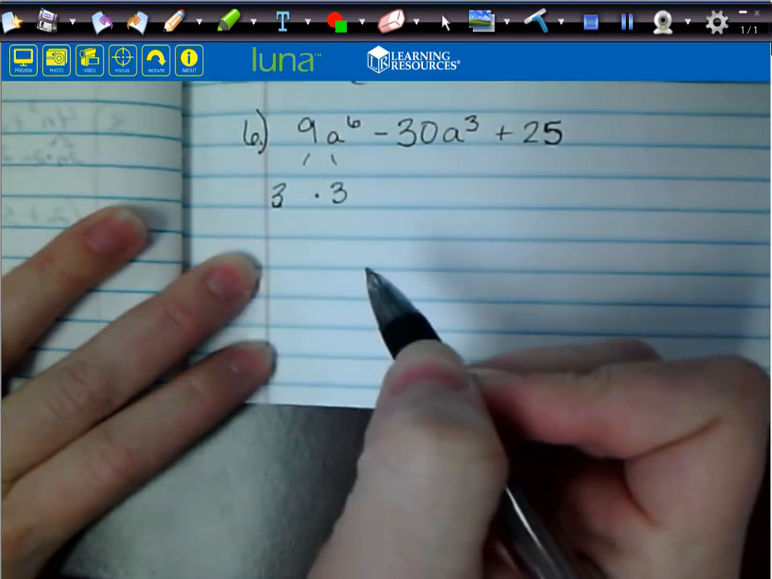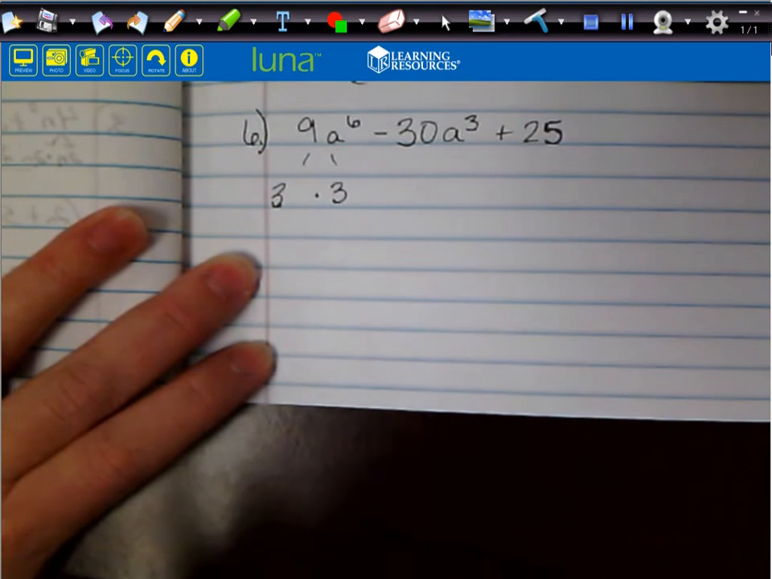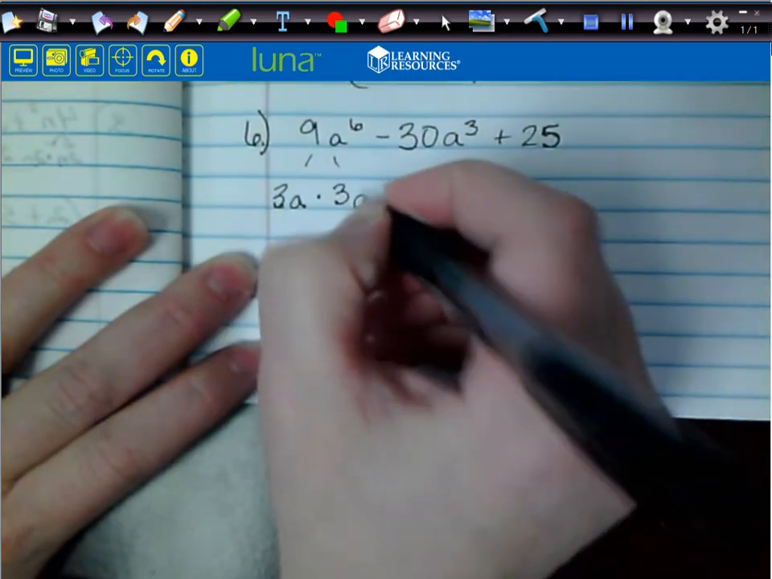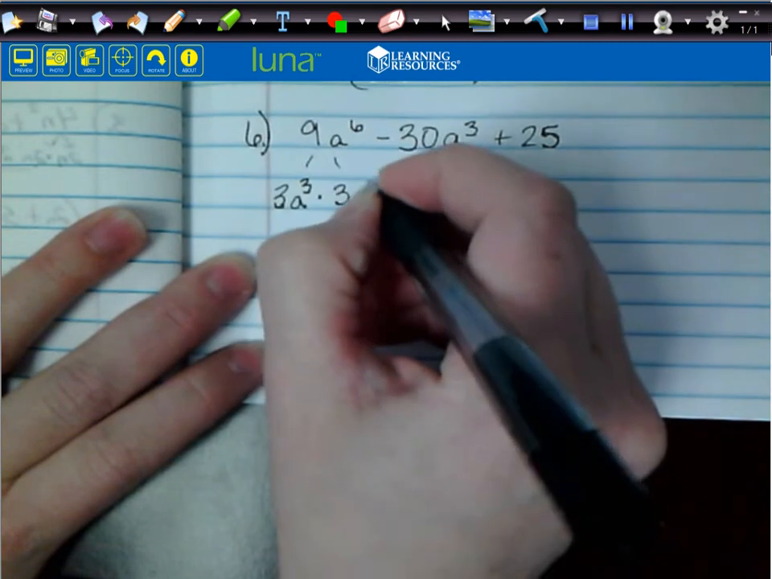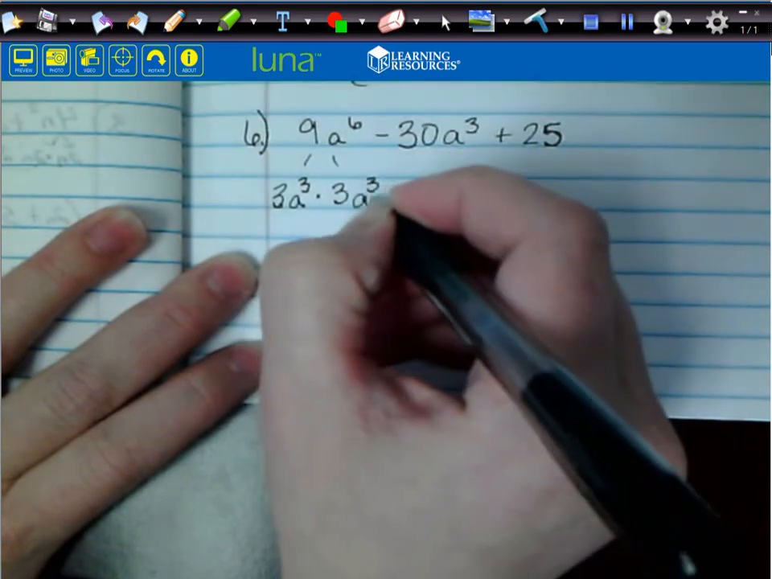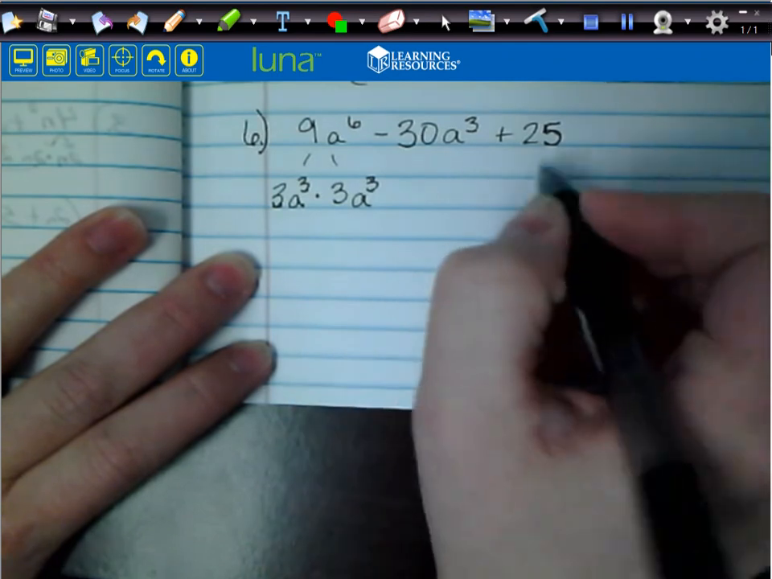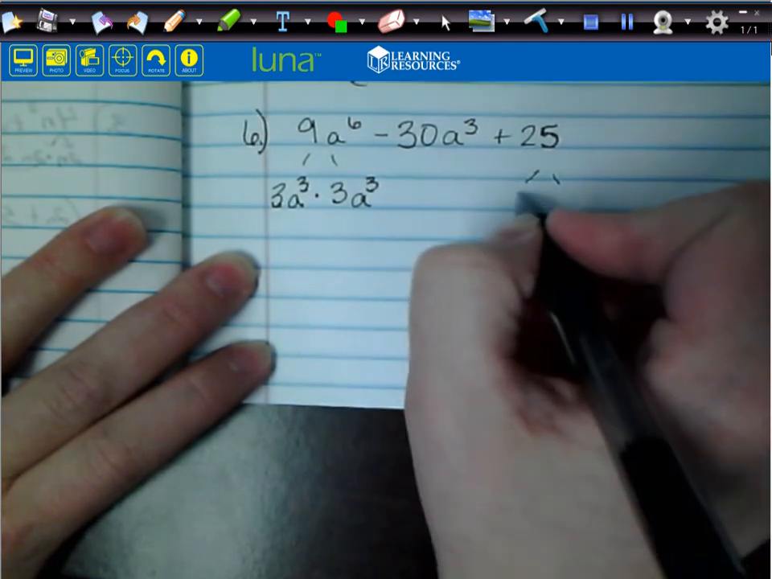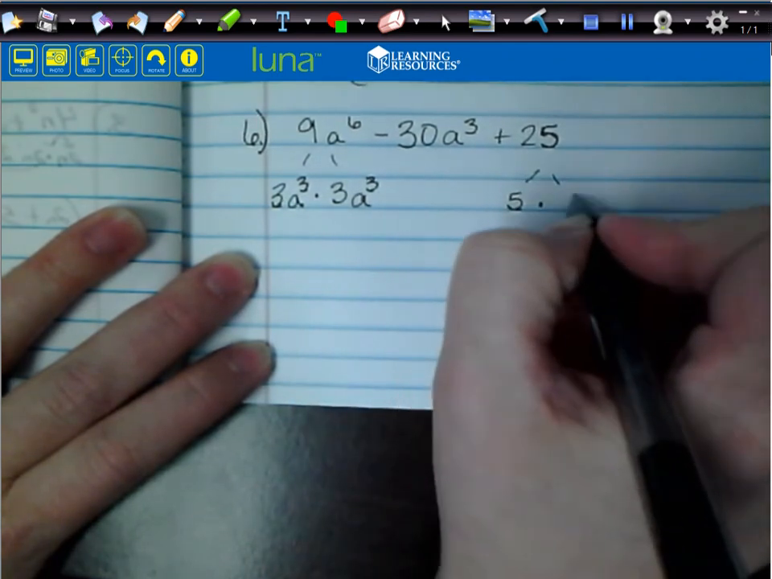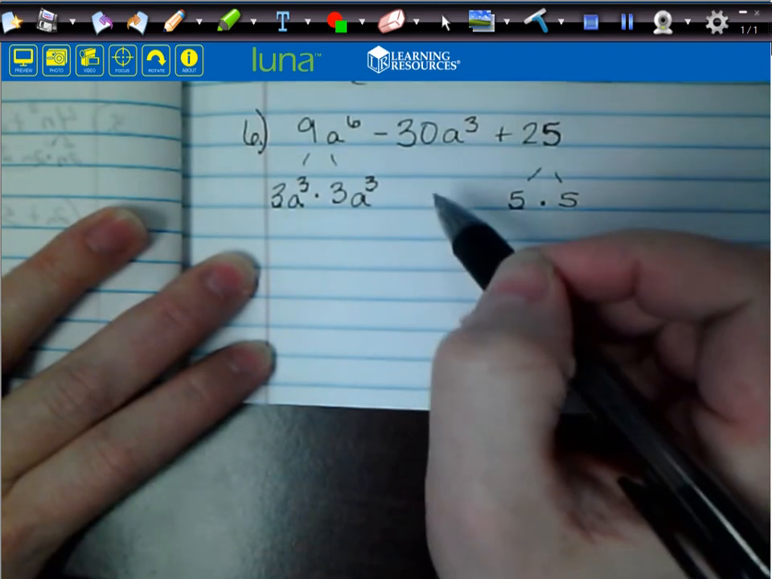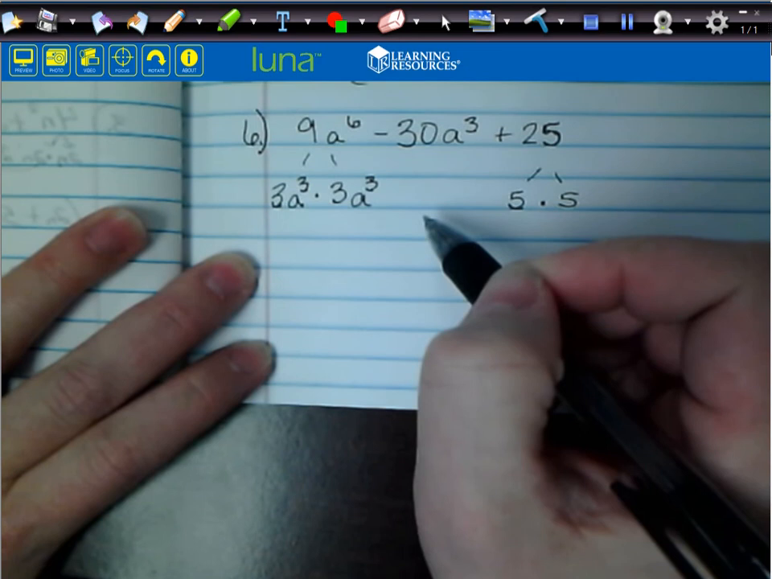And I know that when I multiply and I have the like base number, all I do is add my exponents. So a to the 3rd times a to the 3rd would give me a to the 6th. So that's how that breaks down. Over here, I know that 25 is a perfect square of 5 and 5. So now all I have to do is just check my middle term and see if this is going to work out.